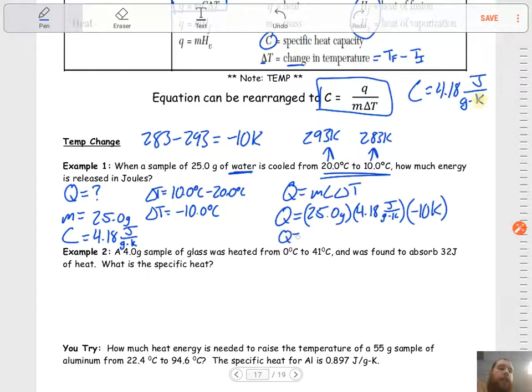Now it's just plug and chug at this point. Grams are going to cancel out. Kelvin's going to cancel out. We're left with joules, which is what we want for a Q value. When we do this math, you should get negative 1045 joules.